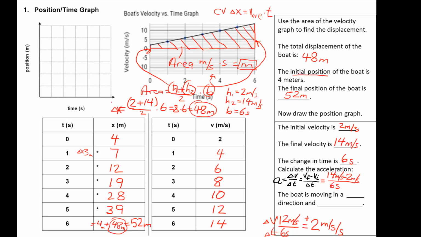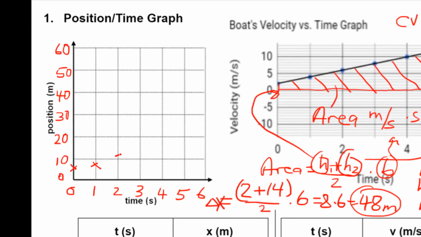It looks like we're going to have to go from 0 to 6 seconds here. And if we go 10, 20, 30, 40, 50, 60 meters along here, that'll work out pretty well. I'm going to label the graph. Let's go ahead and produce our graph. At 0 seconds, we're at about 4 meters. At 1 second, we're at about 7. At 2 seconds, 12. 3 seconds, 19 meters. 4 seconds, we're at 28. 5 seconds, 39. And 6 seconds, we're at 52.